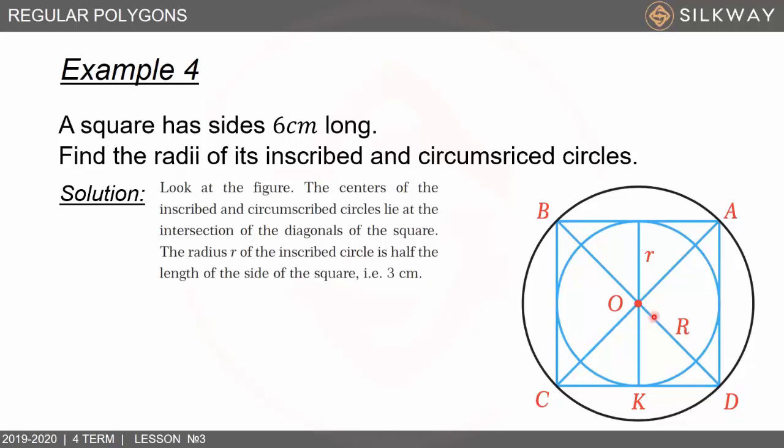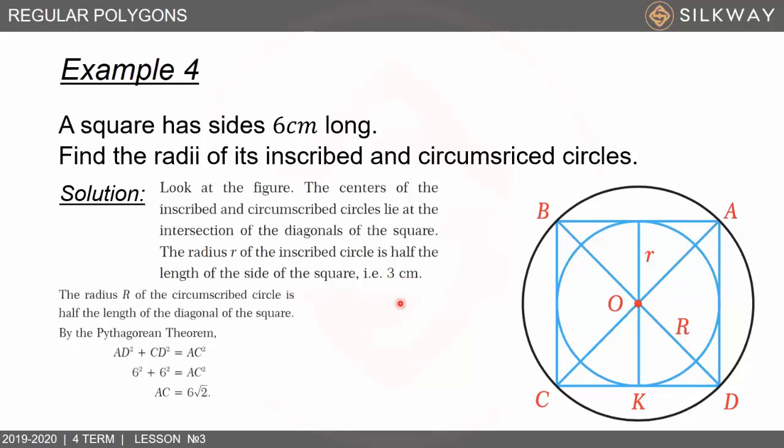square. Here, AC and BD are diagonals, and the center lies on these diagonals. The radius r of the inscribed circle is half the length of the side of the square. BC is equal to 6, and the radius will be 6 divided by 2, which is equal to 3 centimeters. We found the radius of the inscribed circle.